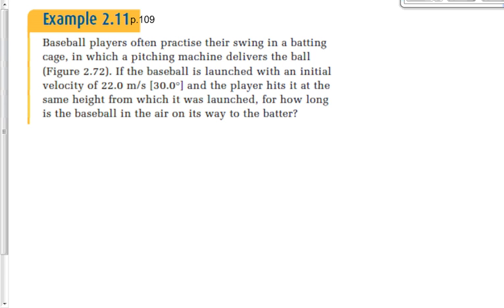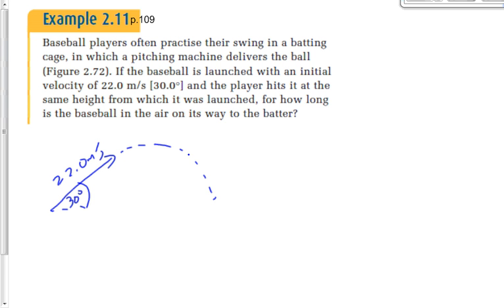This question, your next example, 211, says, baseball players often practice their swing in a batting cage in which a pitching machine delivers the ball. The baseball is launched with an initial velocity of 22 meters per second at 30 degrees. This one's different. And the player hits it at the same height from which it's launched. So in other words, we don't know what height it was launched from. We don't know what height it's hit at, but we know it's the same height. It's hit at the same height as it's launched.